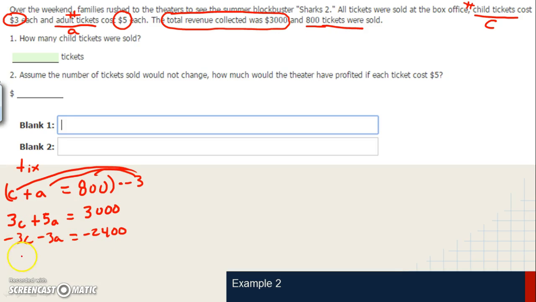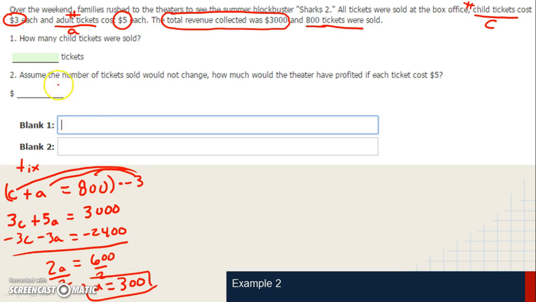I now have my opposites, so when we add down, we know that C will be eliminated. What we get here is 2A equals 600. We can now go ahead and solve for A by dividing both sides by 2, and we get that the total number of adult tickets was 300.